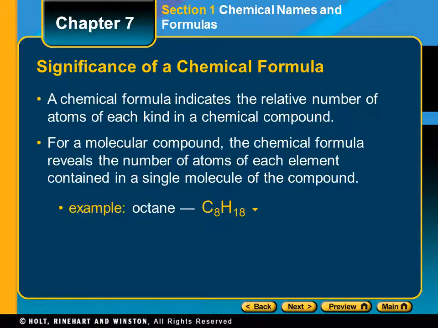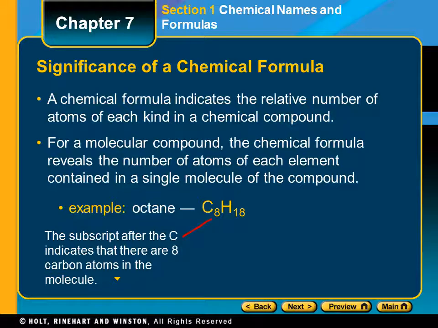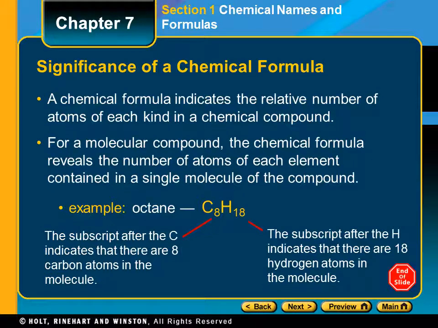So you've got octane, which is C8H18. Okay, this is one molecule. And the subscript after the C indicates that there are 8 carbon atoms in this one molecule. And the subscript after the H tells us that there are 18 hydrogen atoms in this molecule. And it's one molecule.